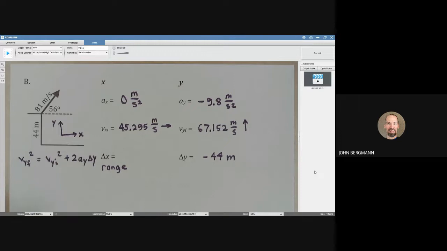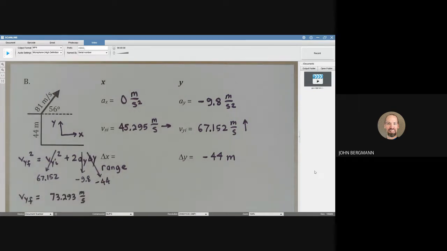What do we know here? Vy initial is 67.152, so let's put that in there. Make sure we square that. ay is negative 9.8, and delta y, we just discussed, is going to be negative 44. So we're going to get Vy final to have a magnitude of 73.293.